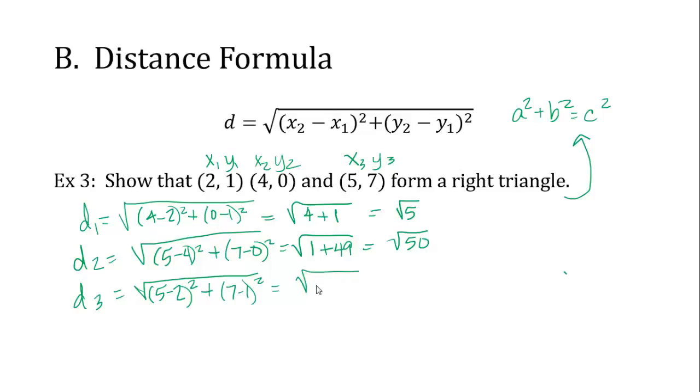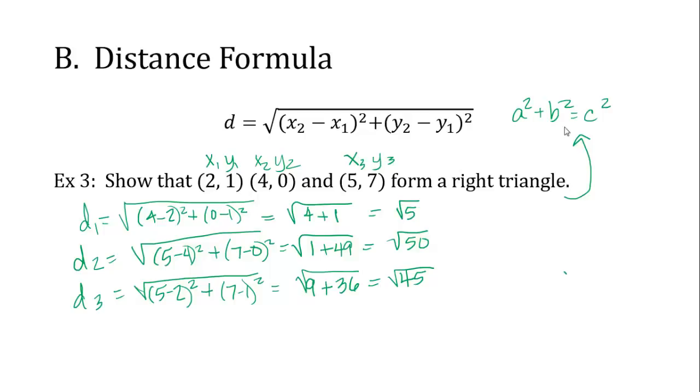Okay, 5 minus 2 is 3. Square that, you get a 9. 7 minus 1 is 6. Square that, you get a 36. So 9 plus 36 is 45. So I have that. Now, what do you do with this?